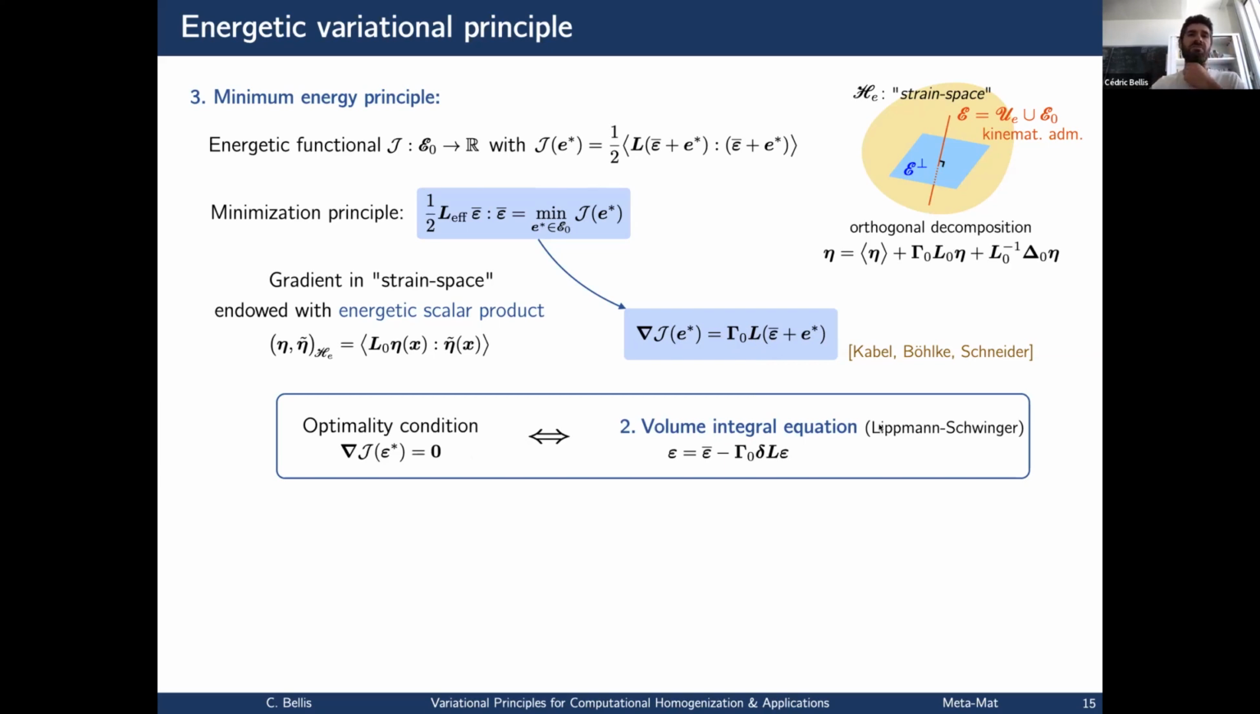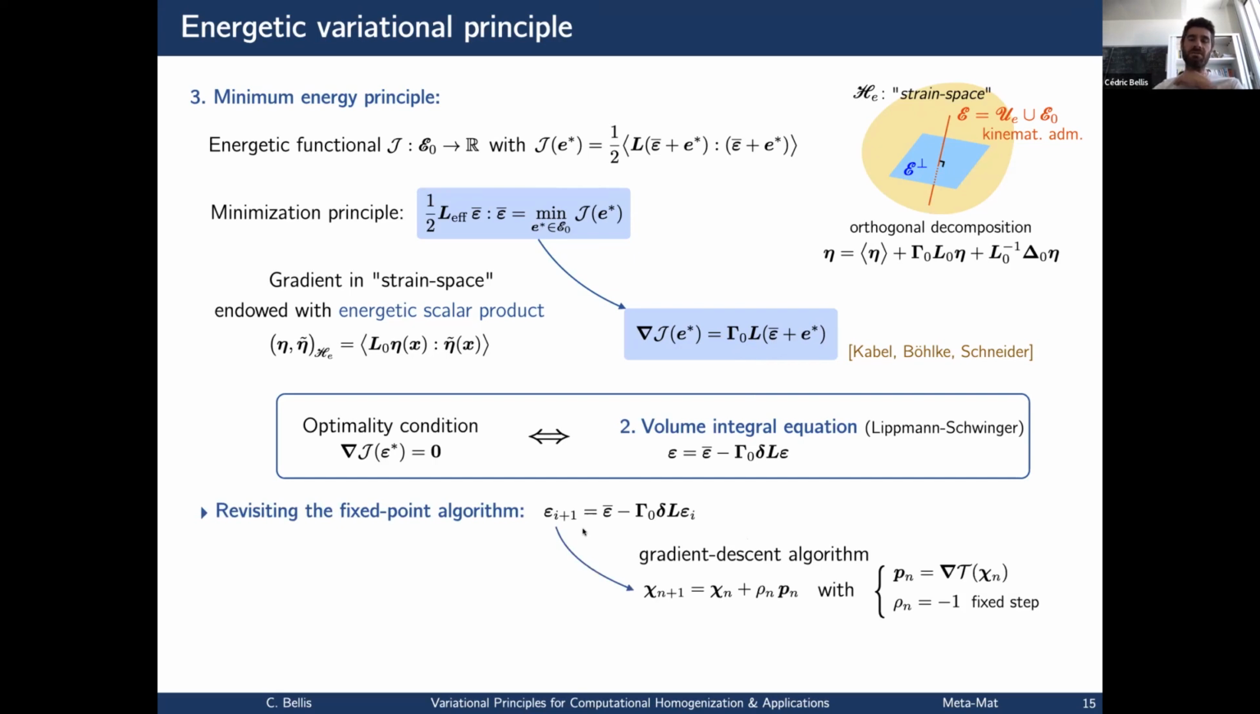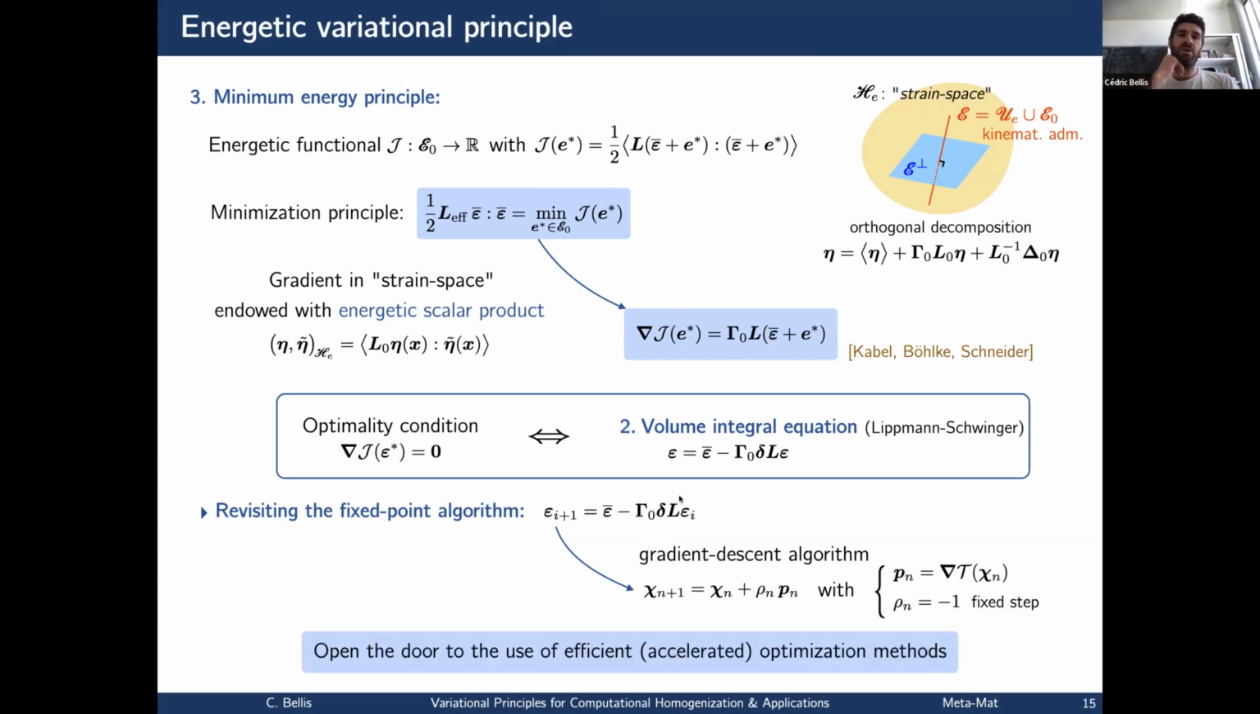So with this observation at hand, we can revisit the very classical fixed point algorithm as in fact a gradient descent algorithm. What we can observe is that this fixed point algorithm is a gradient descent algorithm where we try to minimize the mechanical energy, and it is a gradient descent with a fixed step. So this observation has led to the use of much more efficient, meaning accelerated, optimization algorithms to solve the cell problems.